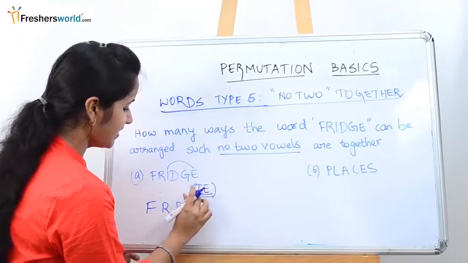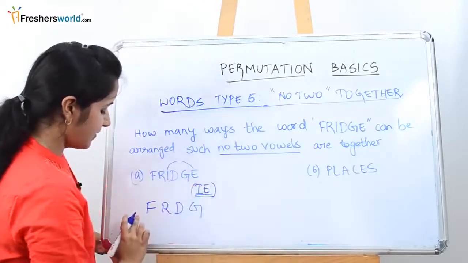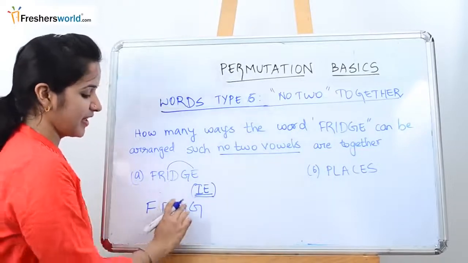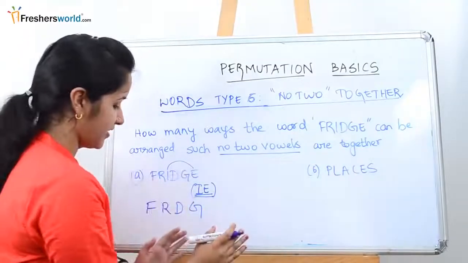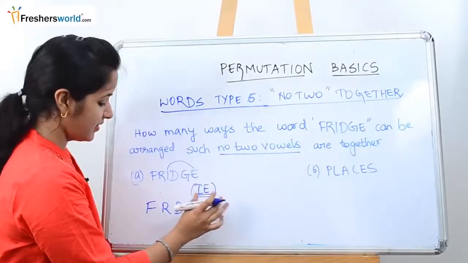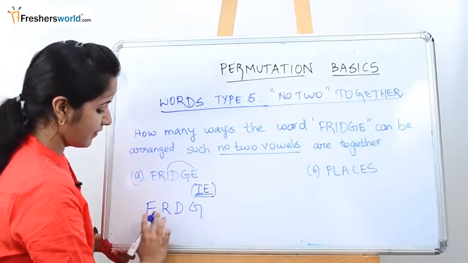So they are saying that I and E can be either I here or E here. So if I is here, E can be in some other place. They cannot be together in a single place. So how do we do this? Similarly, let's club the vowels together. What are the remaining letters? We have F, R, D, G.